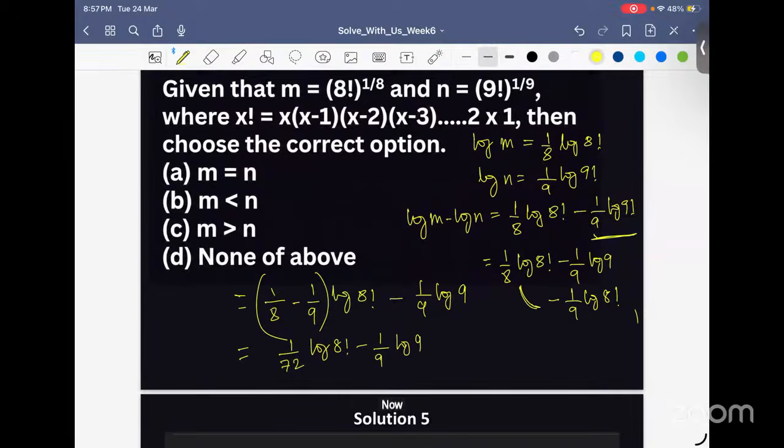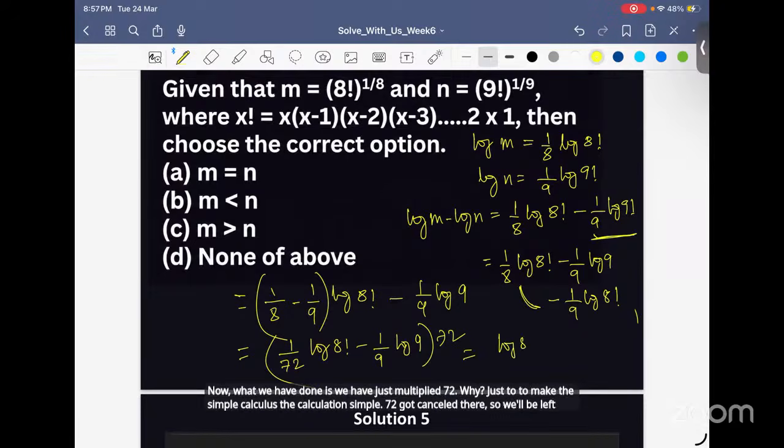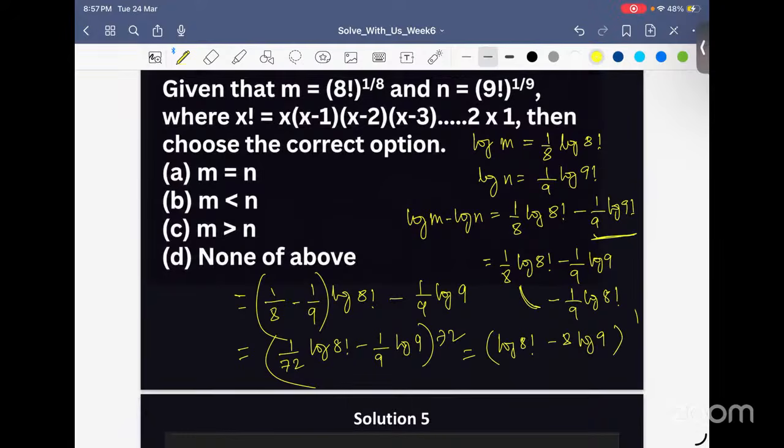Now what we have done is, we have just multiplied 72. Why? Just to make the calculation simple. So 72 got cancelled there. So we'll be left with log of 8 factorial minus 8 times log of 9, correct? Times 72. Now what you have seen is log of 8 factorial, you can write it as log of 8 plus log of 7, correct? Till log of 1 minus 8 times log of 9.